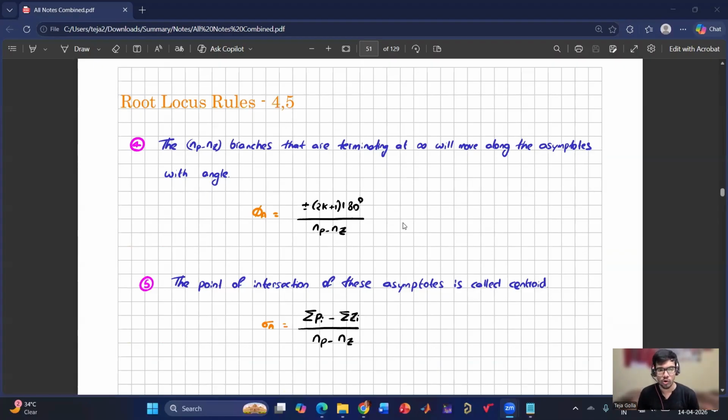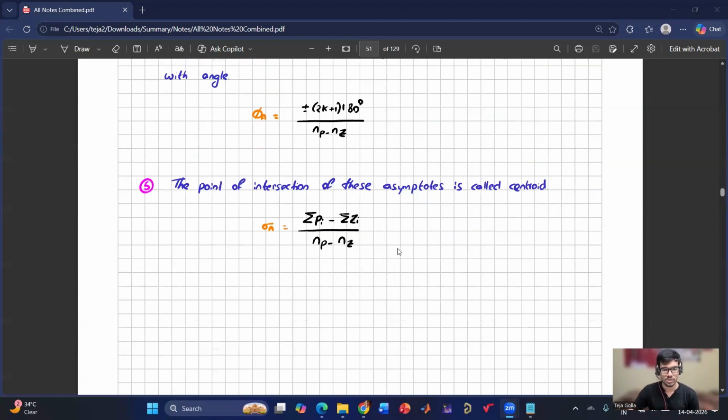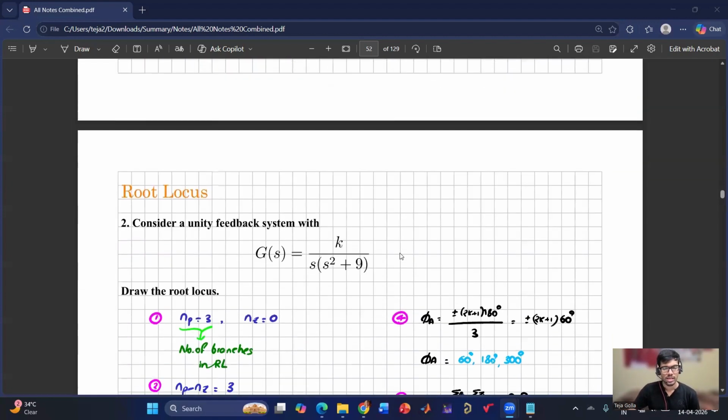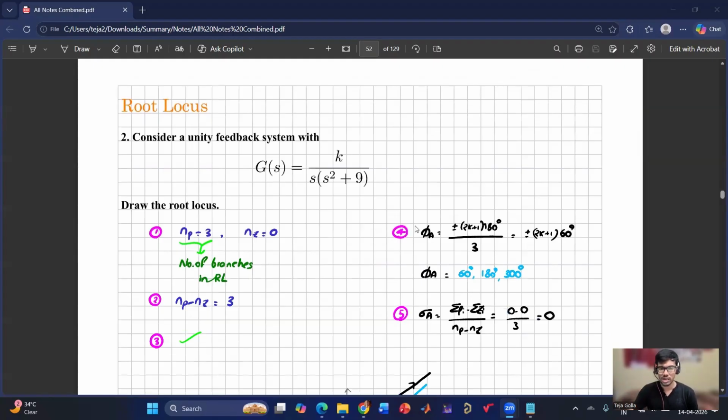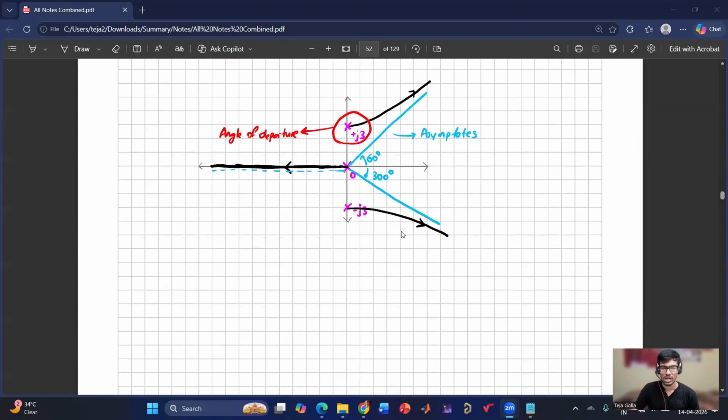So rules 4 and 5 are about the centroid. Branches that are terminating at infinity will move along the asymptotes, and the angle of asymptotes will be given by this. But what will be the junction of the asymptotes? That is called the centroid, and the centroid is given by the summation of poles minus the summation of zeros, divided by the number of poles minus the number of zeros.